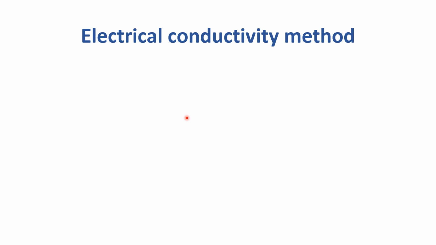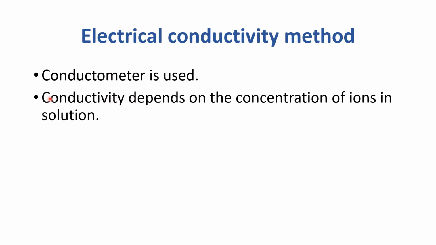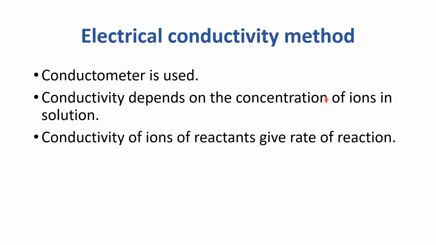Here is another method called the electrical conductivity method. In this method we use a conductometer and conductivity depends on the concentration of ions in the solution. जितने ज़्यादा ions एक solution में present होंगे उतनी ज़्यादा वो electricity conduct करेंगे and we can measure the rate of reaction.